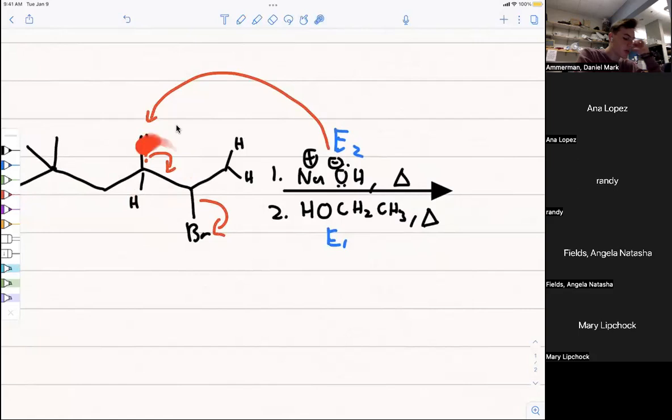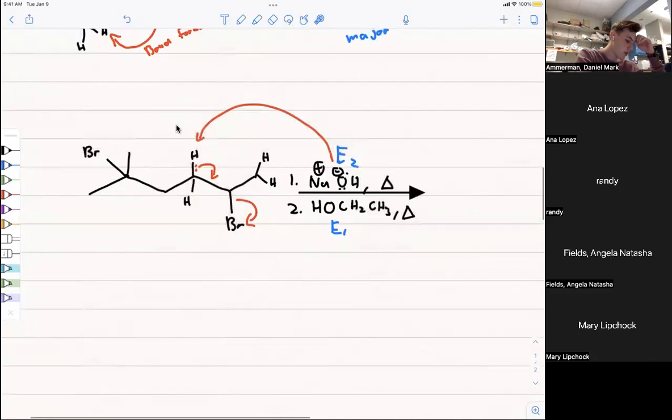This is our major product because in this one, if we use this hydrogen, we're going to form the more substituted bond. This one would be our minor product because we're forming the less substituted product. So after this step, we will end up with the same molecule, but without our leaving group.